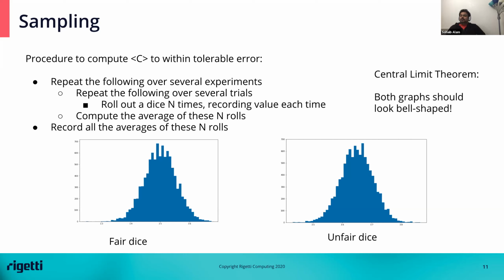So that's basically the idea. What I have on this histogram is basically my estimate of what the average value of that variable is.